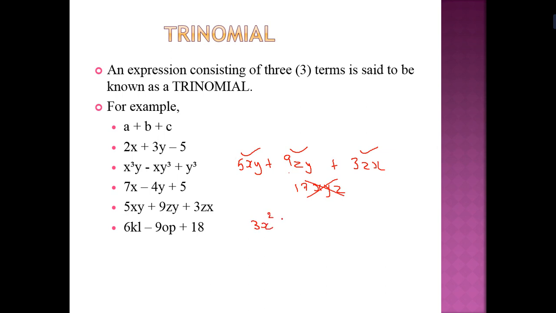Someone says, sir, that is a 3 term. It is not 3 term. It is only 1 term. Why? Power is same. Variable is also same. So we can add the coefficient and write 12x square.